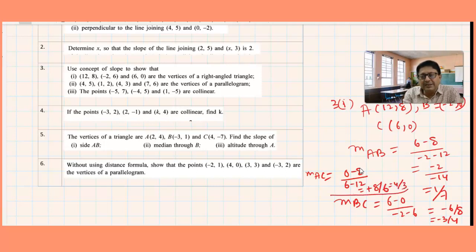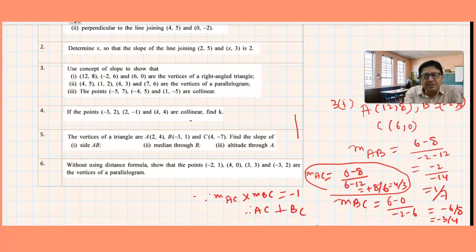All of you can see this slope is 4/3 and slope of BC is -3/4. Since slope of AC into slope of BC is -1, therefore AC is perpendicular to BC. If you draw the triangle ACB, this angle is 90 degrees.